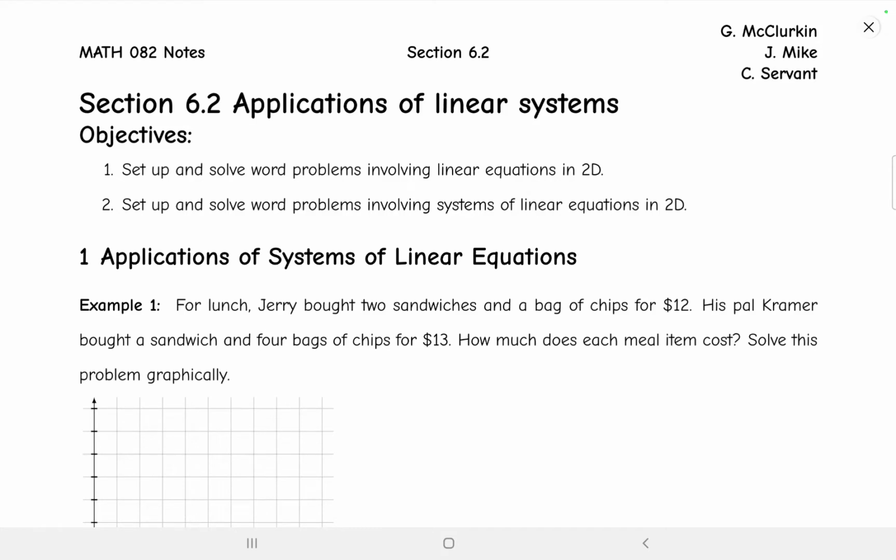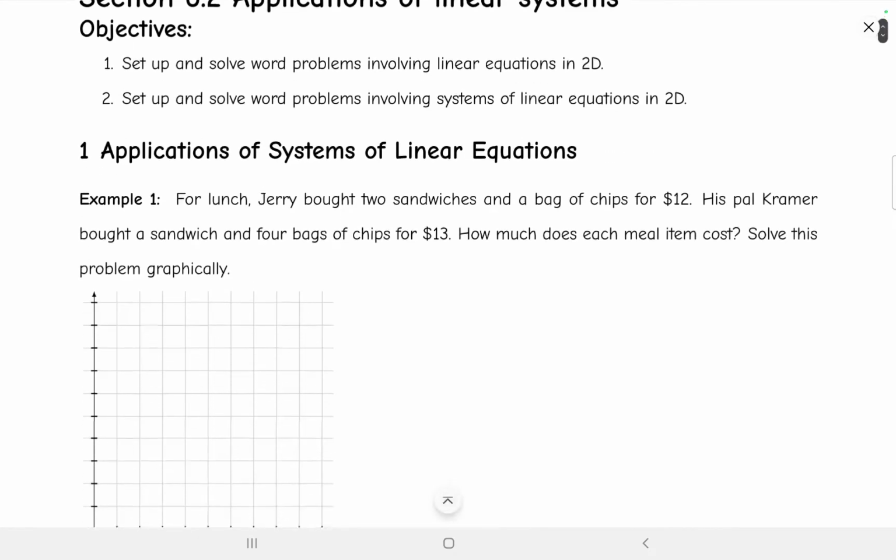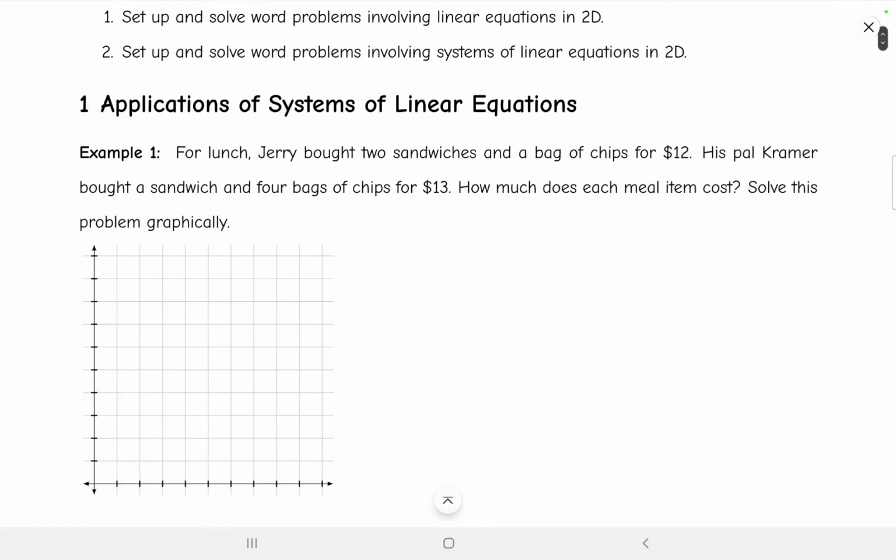Example 1. For lunch, Jerry bought 2 sandwiches and a bag of chips for $12. His pal Kramer bought a sandwich and 4 bags of chips for $13. How much does each meal item cost? Solve this problem graphically. So when you're doing these problems, you do want to identify what the unknowns are first.